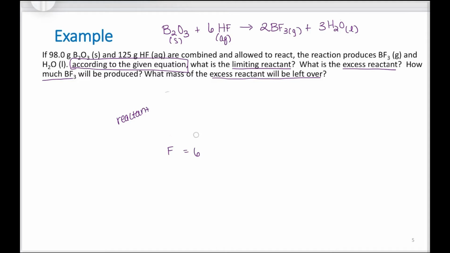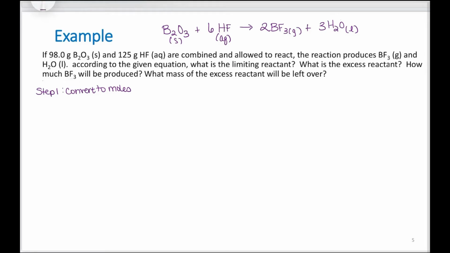So the next thing I'm going to do is start looking at the process that we discussed on the previous slide. First, I want to convert to moles. So step 1, convert to moles. I'm told that I'm starting with 98.0 grams of B2O3. Does that 0.0 really matter? Yeah, it does. It's our sig figs, our significance, our precision in our measurement. 98.0, I do need to write down that 0.